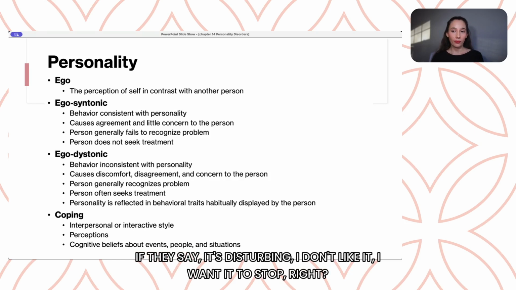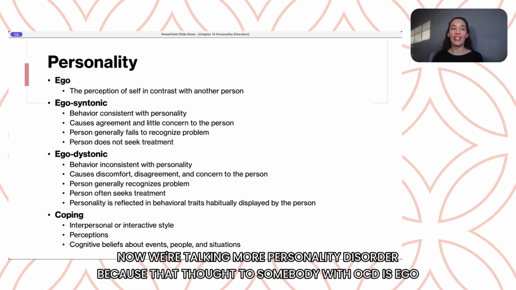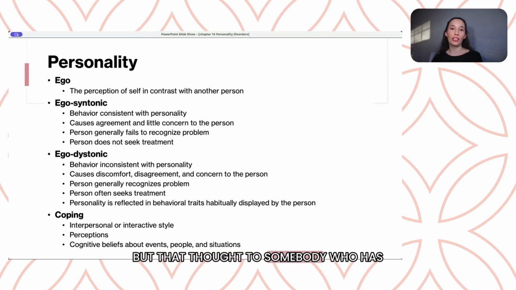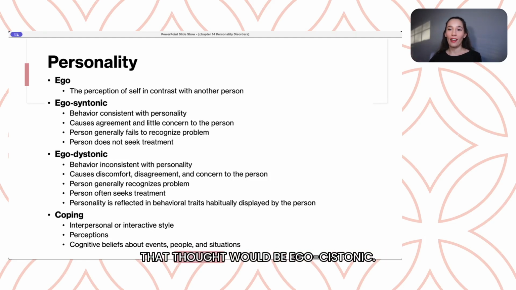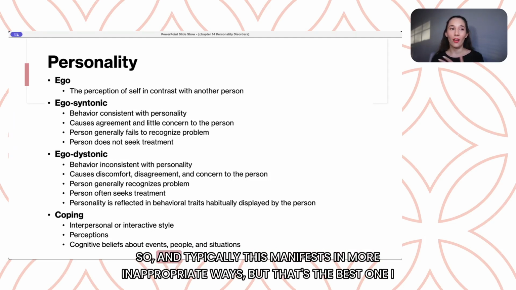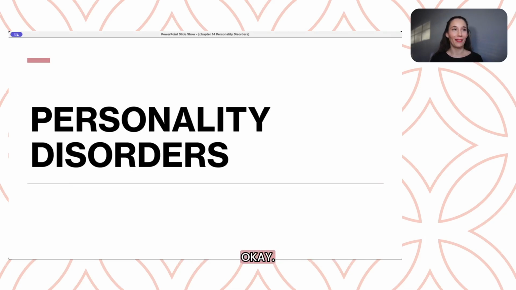If you ask them, how do you feel about that thought that you're having? If they say, it's disturbing, I don't like it, I want it to stop, that's symptomatic of OCD. But if they say, I've always wanted to do it, I can't wait to do it, it's something that I've planned out multiple times in my head, now we're talking more personality disorder, because that thought to somebody with OCD is ego-dystonic, but that thought to somebody who has, let's just say, antisocial personality disorder, would be ego-syntonic. Typically this manifests in more inappropriate ways, but that's the best one I could think of right now.